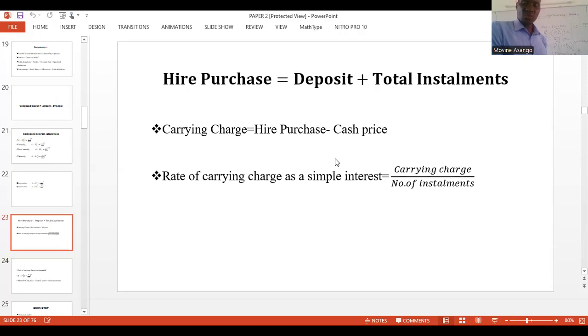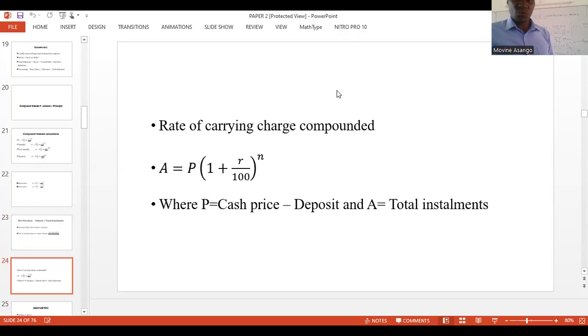Hire purchase, we need to know those terms. We know the formula for hire purchase, that is written there. So we have the deposit and then the total installments. Total installments gives us the monthly installment times the number of months. But then someone is going to ask us the difference between the hire purchase price and the cash price. That is the interest. That interest has got a name called carrying charge. So the carrying charge is given as the difference between the hire purchase price and the cash price.